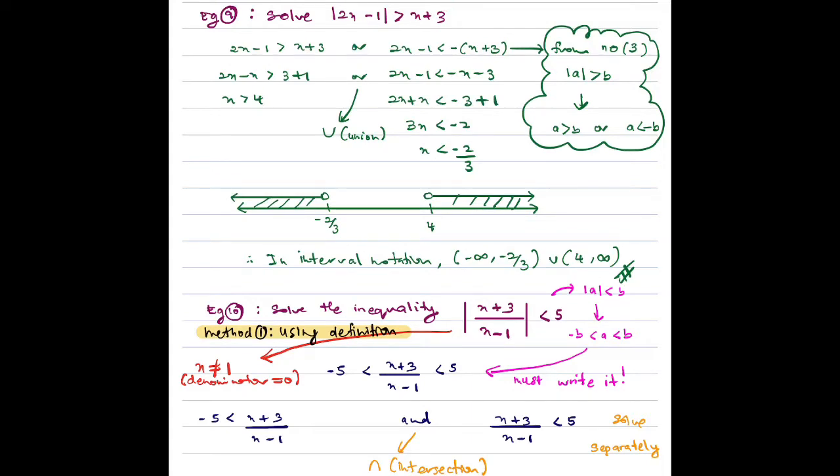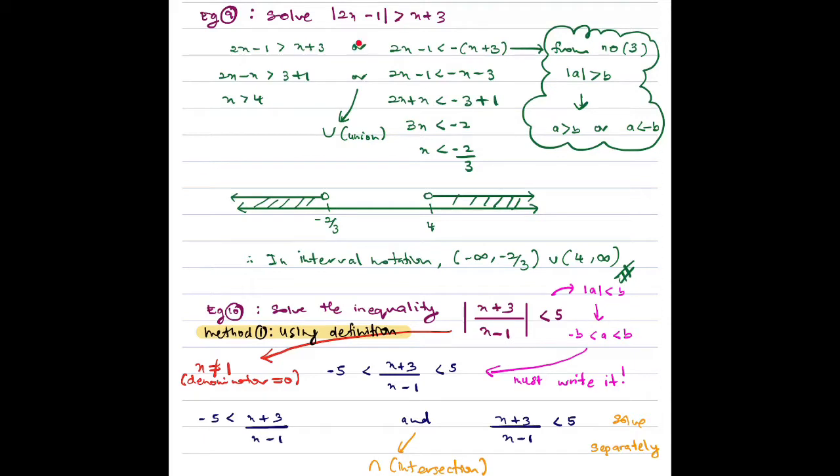By using property number 3, the absolute value of a greater than b means a is greater than b or a is less than negative b. So 2x minus 1 greater than x plus 3, or, which is union, 2x minus 1 less than negative x plus 3. Then simplify. You divide by a positive number because you want to get x, so there is no need to reverse the inequality sign.